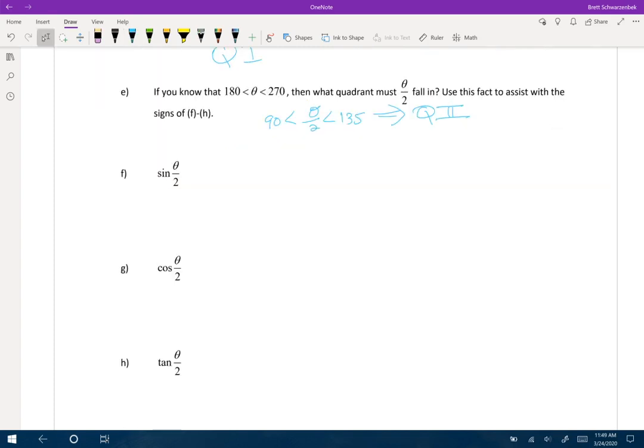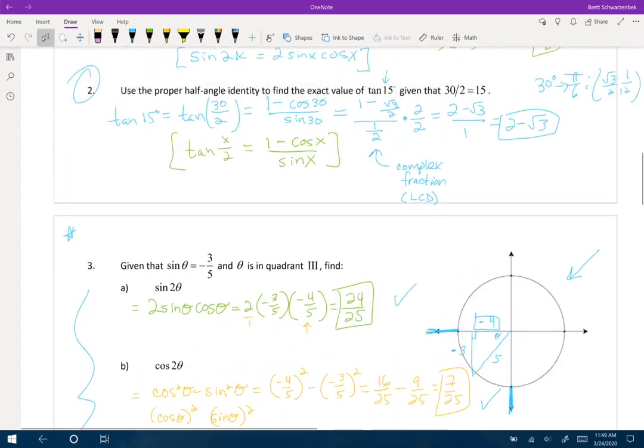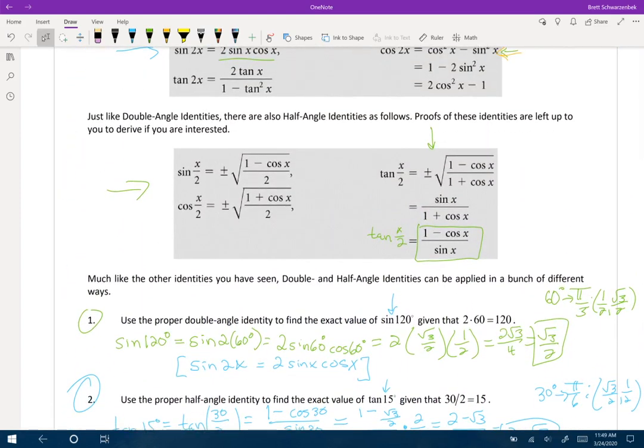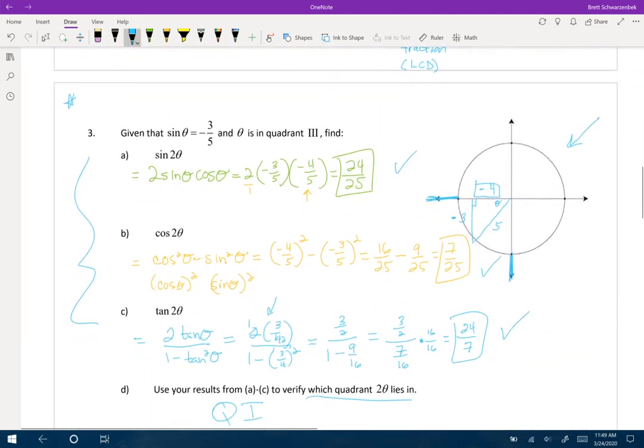Believe it or not, the knowledge of where theta over 2 falls is actually going to be a big deal for these problems, because if you recall, the formulas over here for sine and cosine of the half angles actually have plus or minuses in front of them, which means we're going to need to know what quadrant it falls in to pick the correct sign, S-I-G-N, for that scenario.